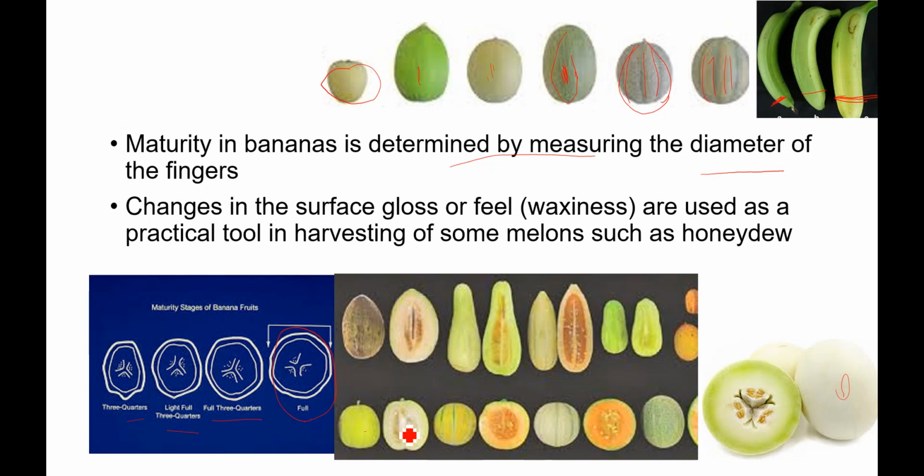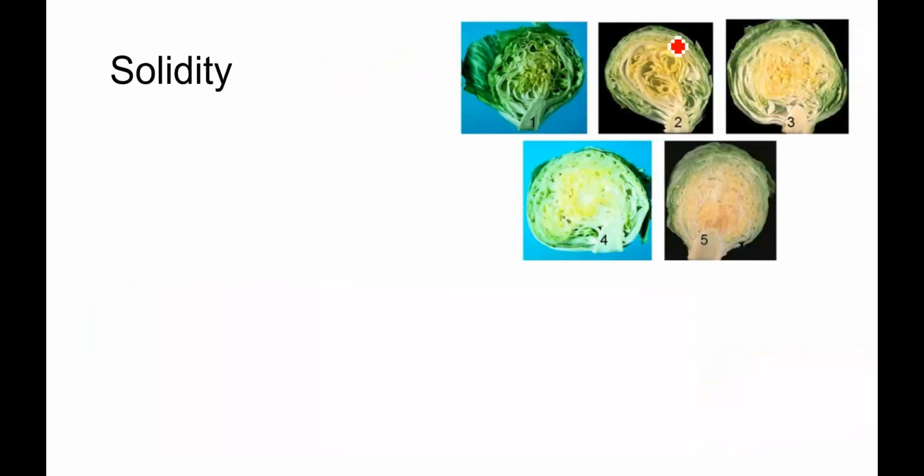If you cut them inside, you will find this. Then it is becoming red, and with this skin you will find this, and if you break it, it is almost overripe. For some of the squashes also, the surface gloss or the feel or the waxiness could be used as a judgment or a practical tool in harvesting of some melons such as honeydew melons.